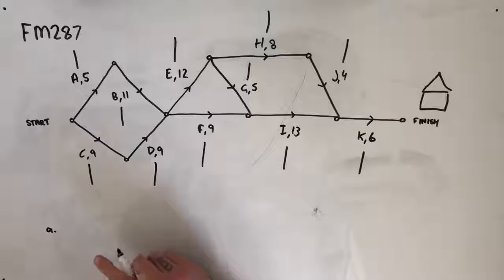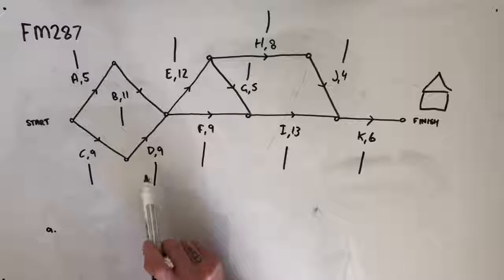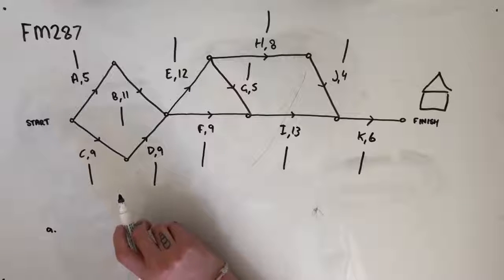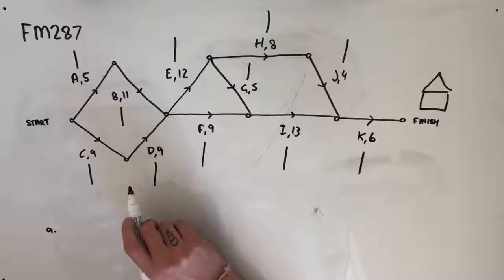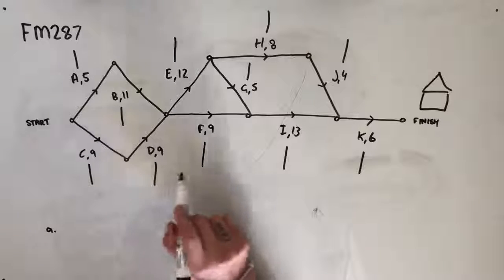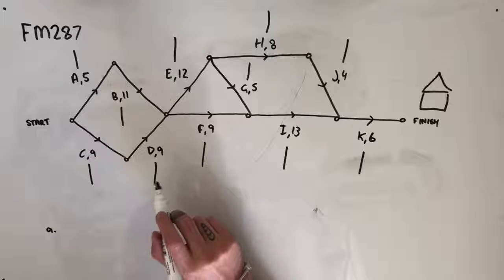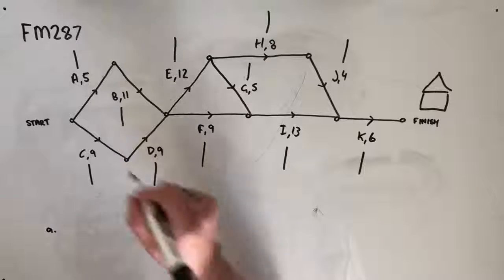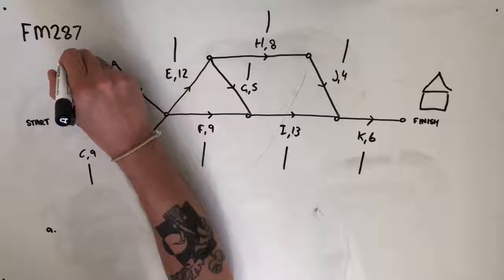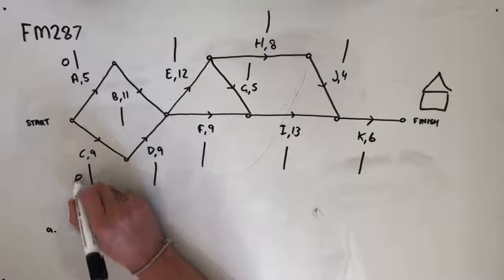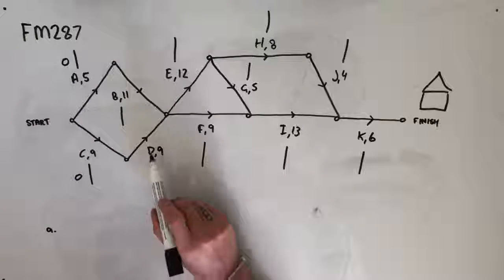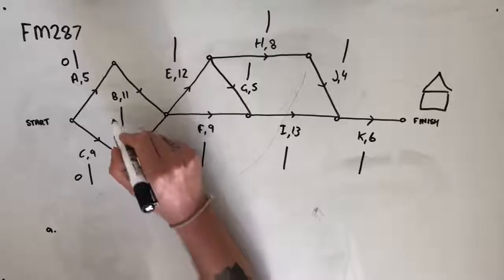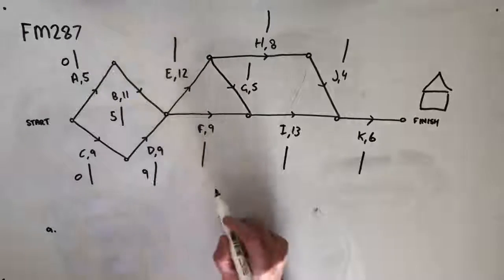Looking at some of the other questions, it becomes apparent quite quickly that doing a forward and backwards scan of this network would be helpful to us in answering a lot of these questions. So we're just going to start off with doing a forward and backward scan of the whole thing. We'll start with activities A and C, which are both going to have earliest starting times of 0. D will have an earliest starting time of 9. B will have an earliest starting time of 5.